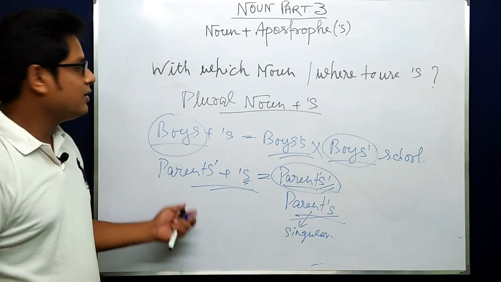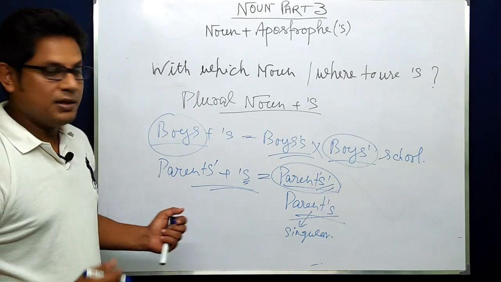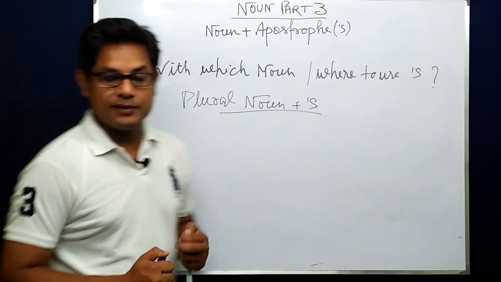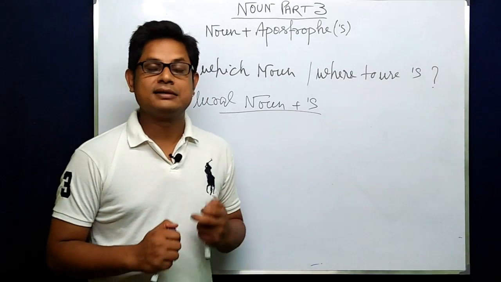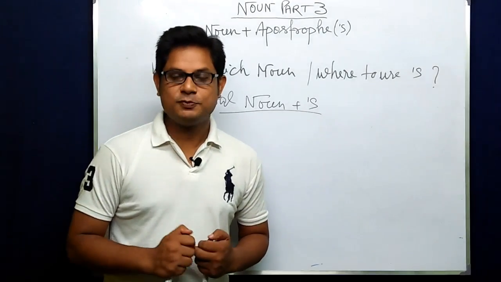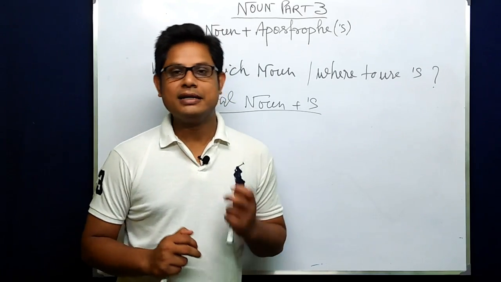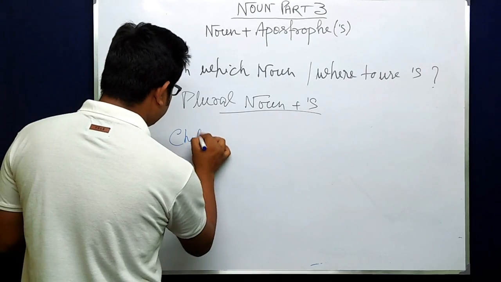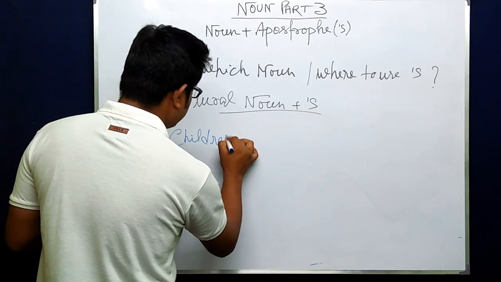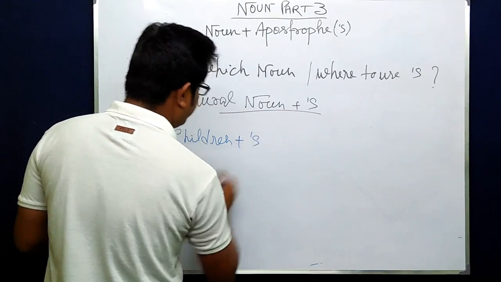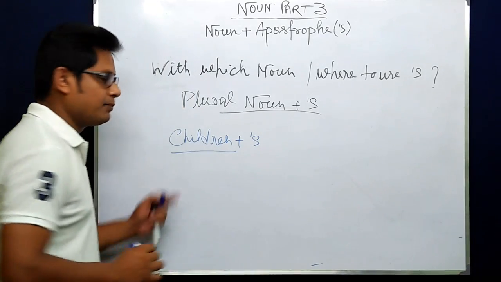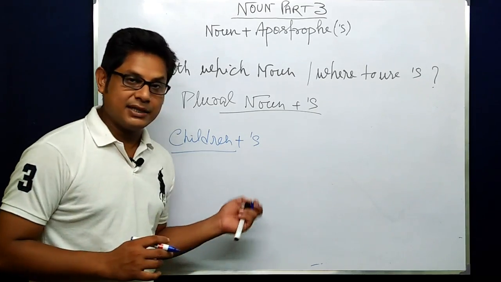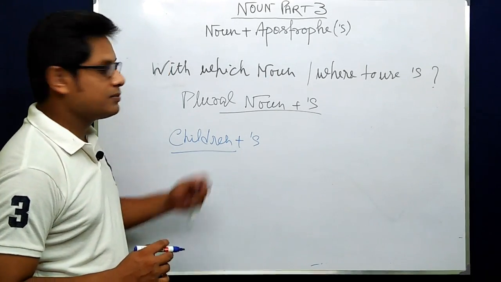There's a way of writing a plural noun plus apostrophe s. But there is another part. See, sometimes we have plural forms that don't end with s, and these plural nouns are called irregular plural nouns. Suppose if I say children plus apostrophe s, and children is again a plural noun, child is a singular form, and if you make child into children, then it becomes plural.